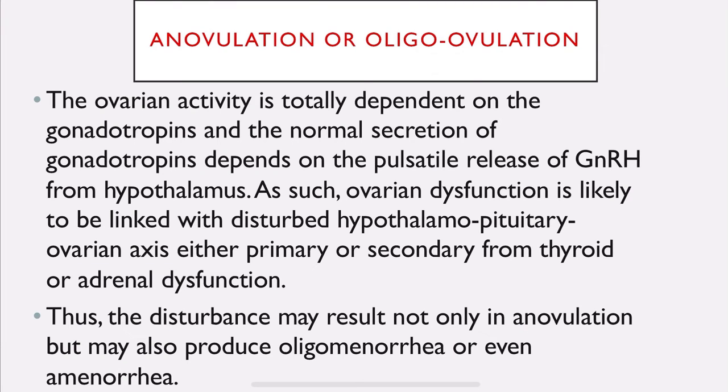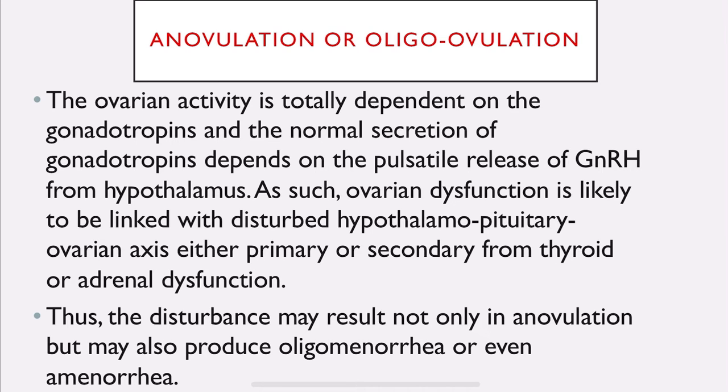Now let us see what happens in anovulation or oligo-ovulation. The ovarian activity is totally dependent on the gonadotrophins, and the normal secretion of the gonadotrophins depends upon the pulsatile release of GnRH from the hypothalamus. As such, ovarian dysfunction is likely to be linked with a disturbed hypothalamo-pituitary ovarian axis, either primary or secondary to thyroid or adrenal dysfunction. So guys, what's happening here?